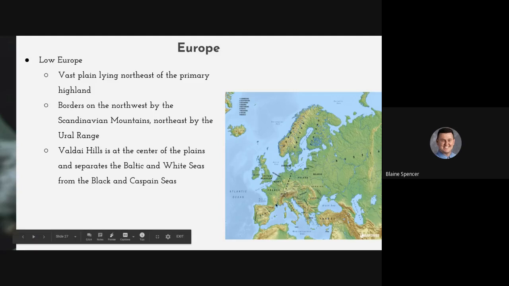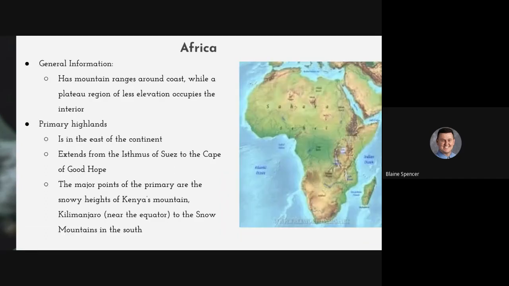All right, so who was the partner of Europe? That's right, Africa. Okay, so when we look at Africa, we see that there is going to be the general information. Okay, we see that the mountain ranges are going to primarily be around the coast. Okay, they're not really going to cut through the middle of the continent. Okay, so that's the mountain ranges.